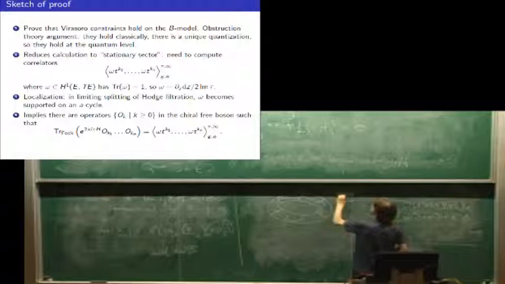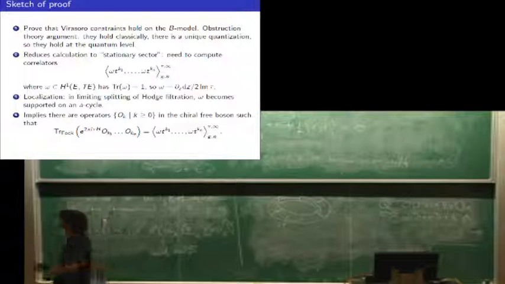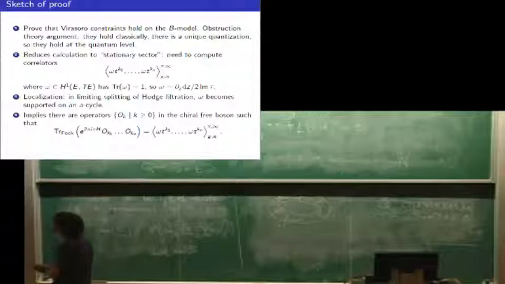Now, if you think about a formula like this, you'll see this is exactly the same formula as you might find if you calculated the expectation values of operators in the free boson vertex algebra. So now we find there exist operators in the free boson whose expectation value is what we want to compute.